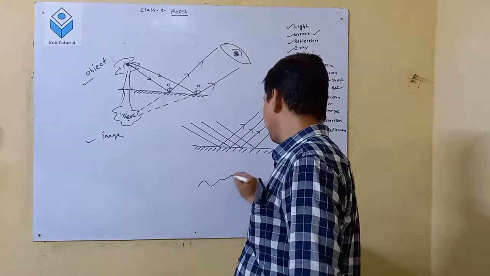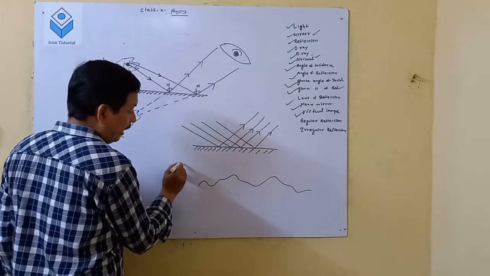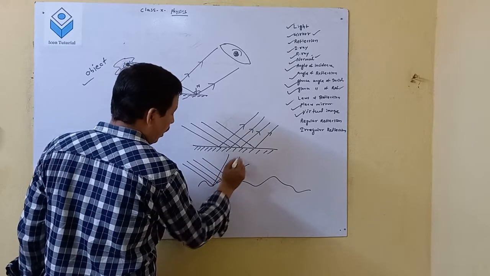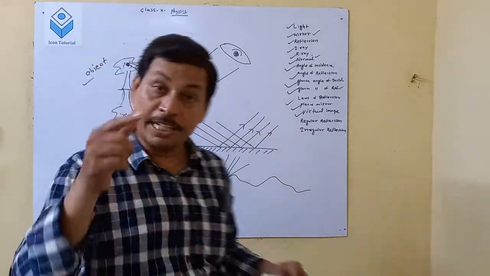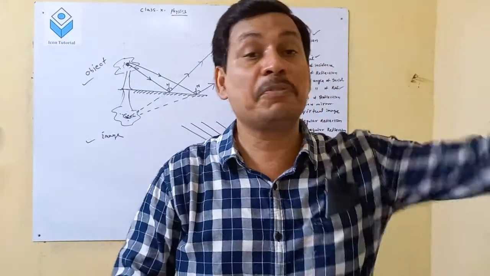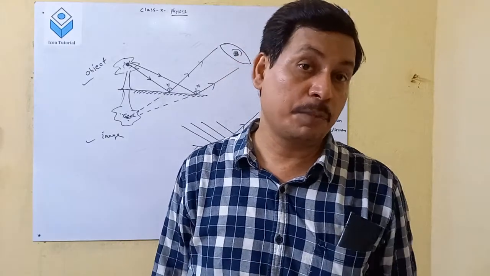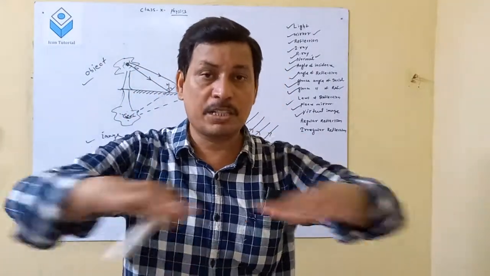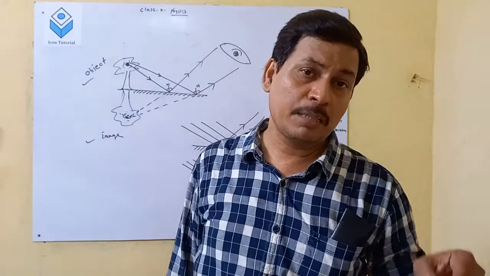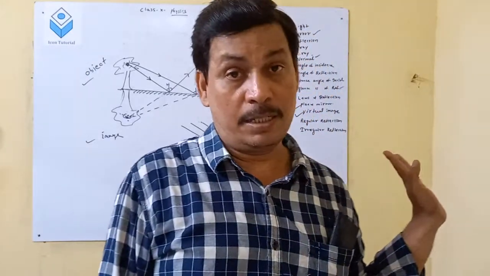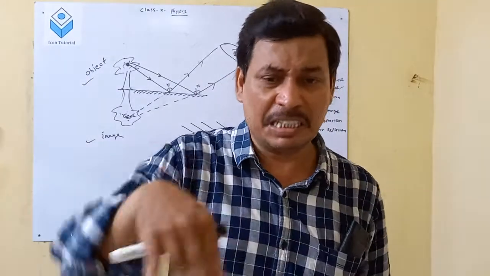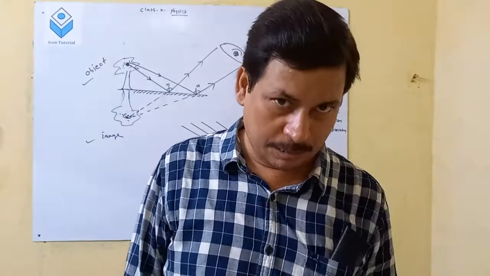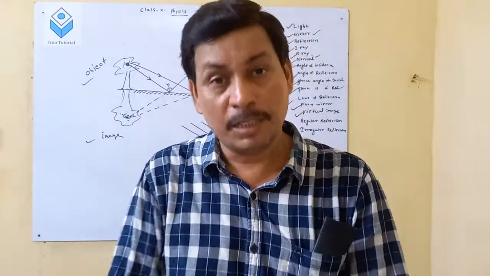If the surface is a rough surface like this, the same incident rays come, but after reflection the rays are not regular, the rays are not parallel. Incident rays come in parallel, but after reflection the reflected rays are not parallel. Such a type of reflection is irregular reflection. But if the surface is completely plane, all the incident rays are parallel, and after reflection the reflected rays are also parallel. But if the surface is irregular, rough and tough, not a clear plane, then even if the incident rays are parallel, after reflection the reflected rays are not parallel.